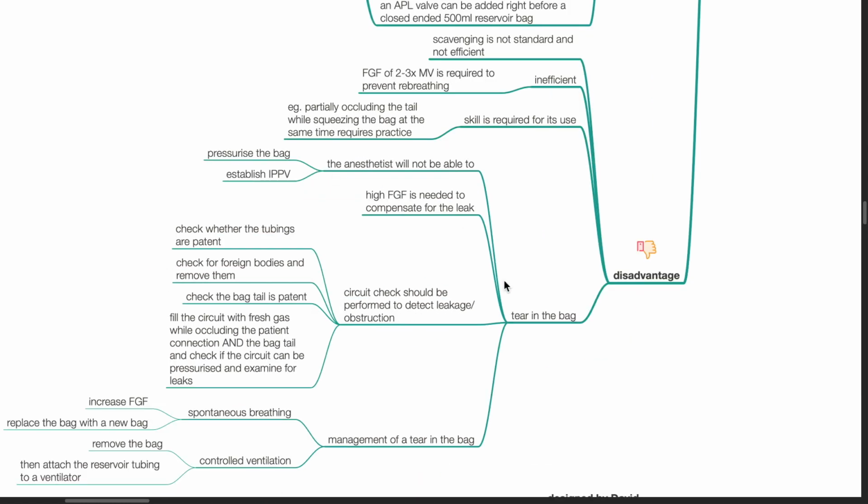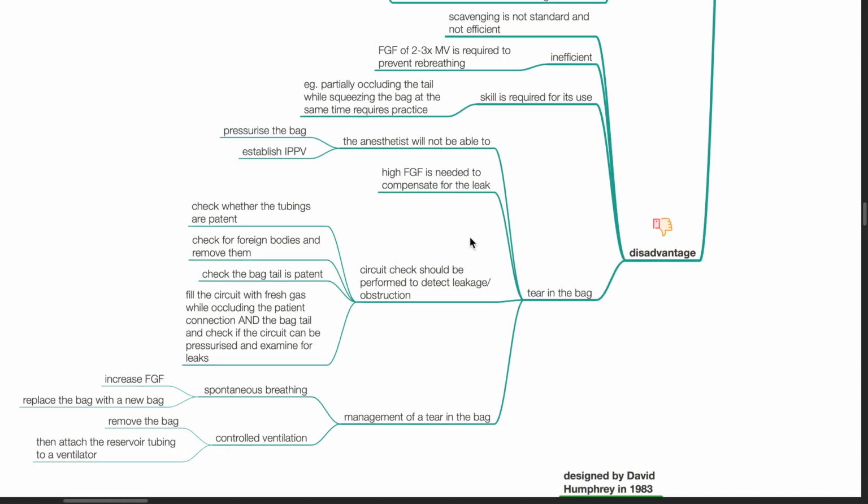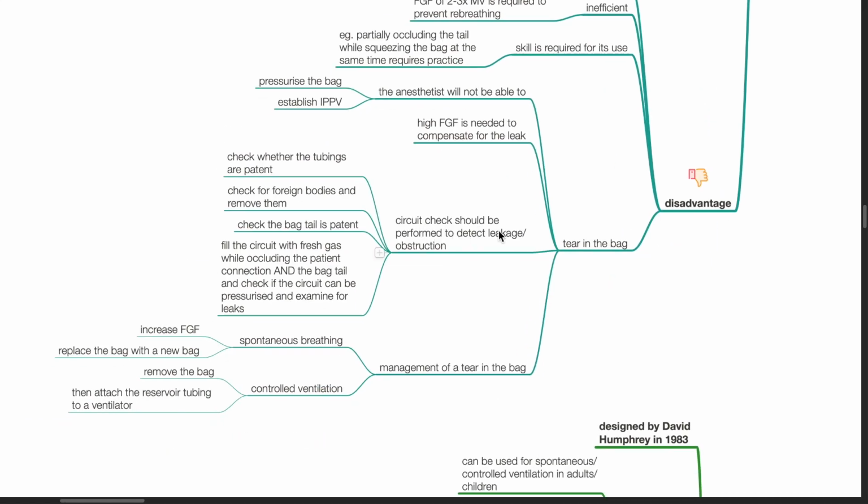If there is a tear in the bag, the anesthetist would not be able to pressurize the bag or establish IPPV. A high fresh gas flow is needed to compensate for the leak. Circuit check should be performed to detect such leakage and obstruction.